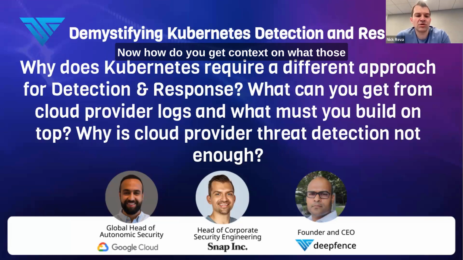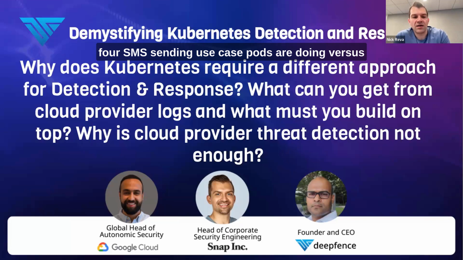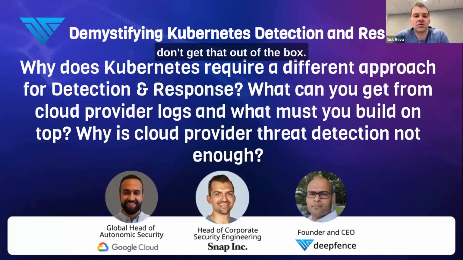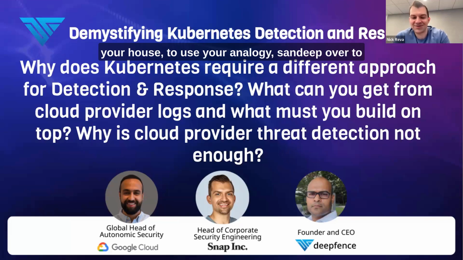Now, how do you get context on what those 4 SMS sending use case pods are doing versus the 16 authentication handling pods are doing? You need pod level observability, and you simply don't get that out of the box. Regardless of how you're doing it, you need to build that capability in with the products that I described, or you just live in the dark. You don't know when the moldy pod comes into your house, to use your analogy. Sandeep, over to you to maybe provide a little bit more color.